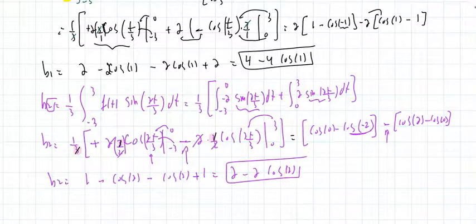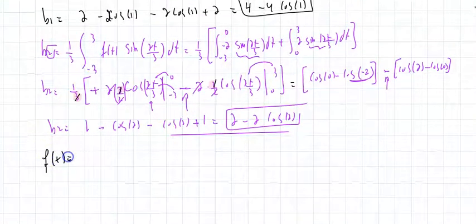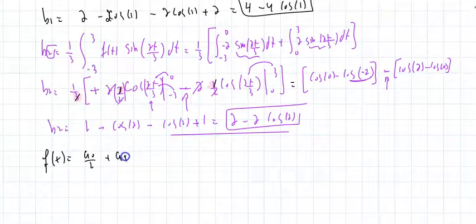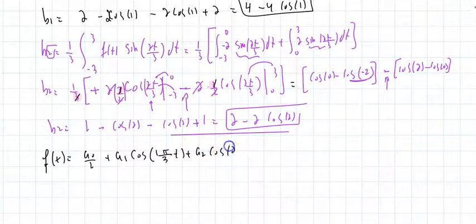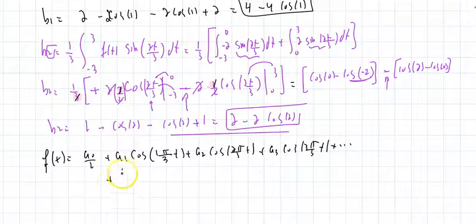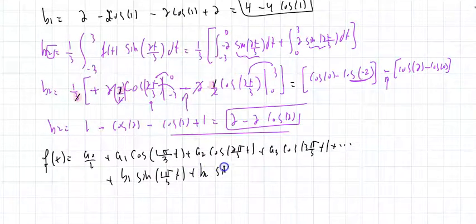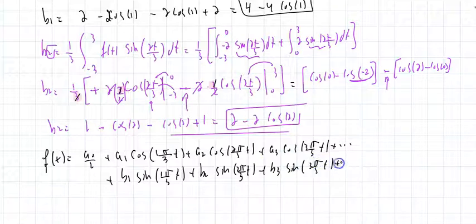Normally you would find B sub 3, but for now let's stick with those 2. If I want to find the series f of t, according to Fourier, that's a sub 0 over 2 plus a sub 1, the cosine of 1 pi over 3t, plus a sub 2, the cosine of 2 pi over 3t, plus a sub 3, the cosine of 3 pi over 3t, the list goes on, plus b sub 1, the sine of 1 pi over 3t, plus b sub 2, the sine of 2 pi over 3t, plus b sub 3, the sine of 3 pi over 3t, and the list goes on.